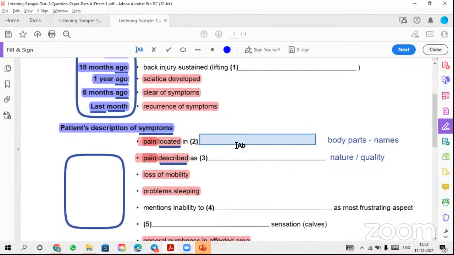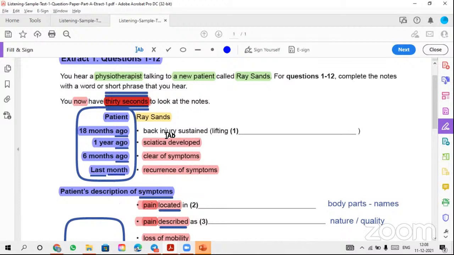Now, pain located. I went to the second question directly. Back injury sustained lifting something. See here, lifting something. So now here, this is the first question. Pain injury sustained, lifting, this is a gerund. Doing something, playing, lifting, all these things are called gerund.